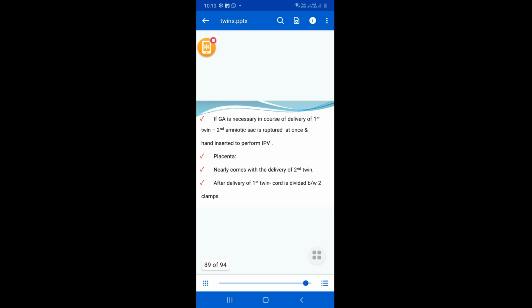If general anesthesia is necessary in the course of delivery of the first twin or second amniotic sac at once, a hand has to be inserted to perform internal podalic version. Placenta should be checked after the second twin.